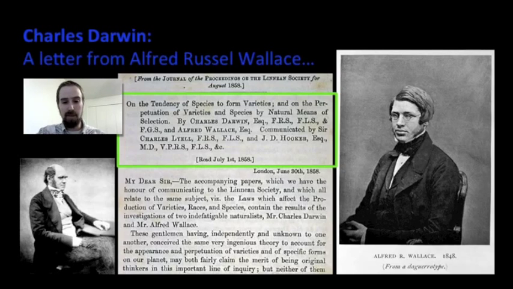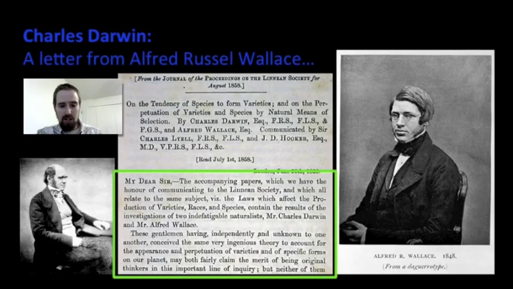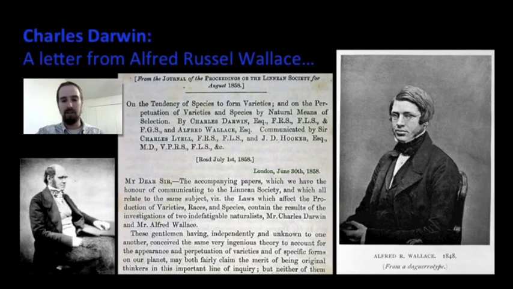The publication was accompanied by the following letter: "My dear Sir, the accompanying papers, which we have the honor of communicating to the Linnaean Society, and which all relate to the same subject, vis-a-vis the laws which affect the production of varieties, races, and species, contain the results of the investigation of two indefatigable naturalists, Mr. Charles Darwin and Mr. Alfred Wallace. These gentlemen, having independently, unknown to one another, conceived the very same ingenious theory to account for the appearance and perpetuation of varieties and specific forms on our planet, may both fairly claim the merit of being original thinkers in this important line of inquiry."